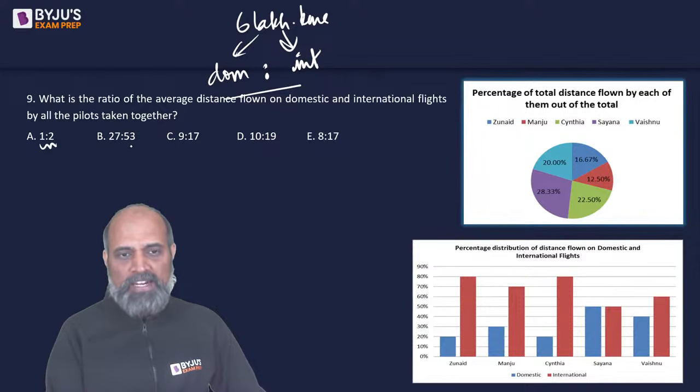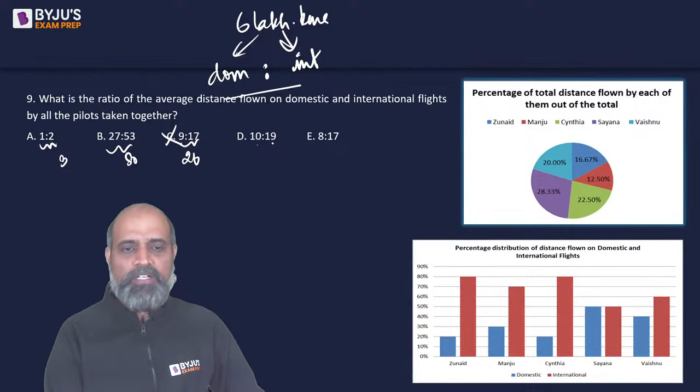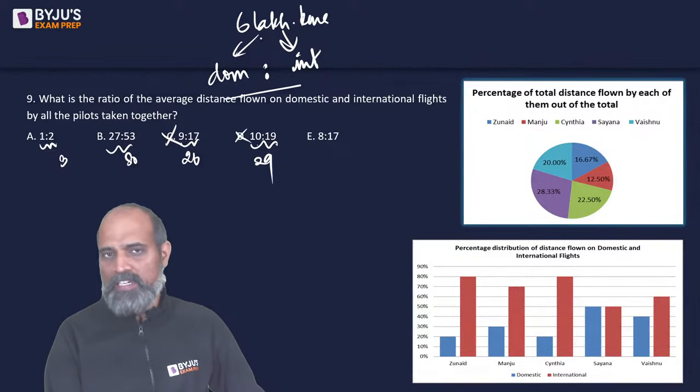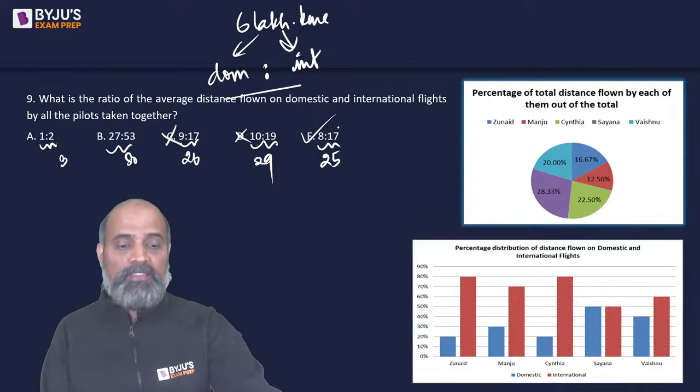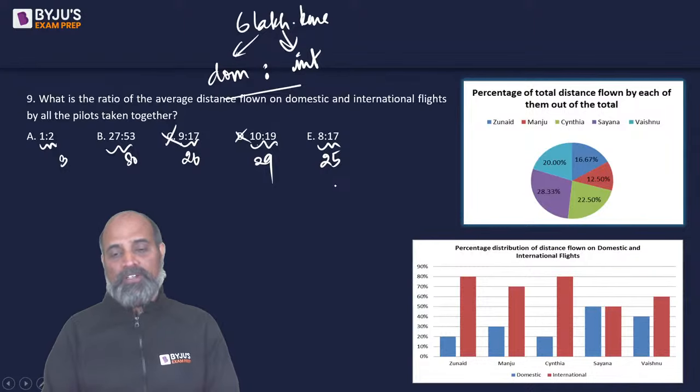27:53, if you add them, this is going to be 80. So this is 3, this is 80. 9 and 17, if you add them, this is 26. That's not working. 10 and 19 is 29. See, 29 can't divide 6 lakh, no? And 26 also. 8 and 17 is 25. So this also makes sense. I shouldn't take it. So sense-wise, all of those are working.